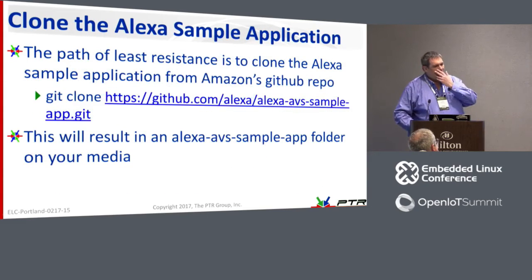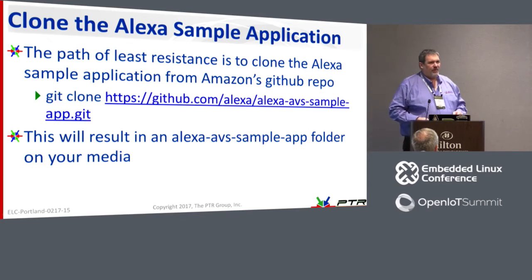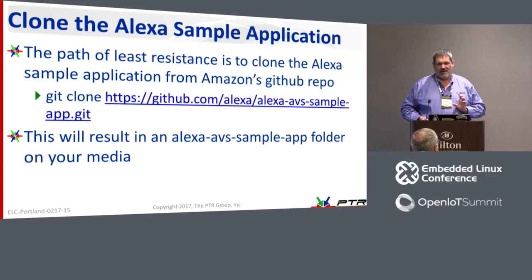All right. So next we need to clone the Alexa sample application, and again, it's out at GitHub. We can do a git clone of that repo, and that will bring down all of the sources for the audio recognition engine, the wake word engine, and the client that actually implements the services that you're going to have up in the cloud. That will then ultimately connect up to Amazon and establish its connection and its verification and all that sort of stuff. But first, before we can do that, we have to pull down the credentials for the device.